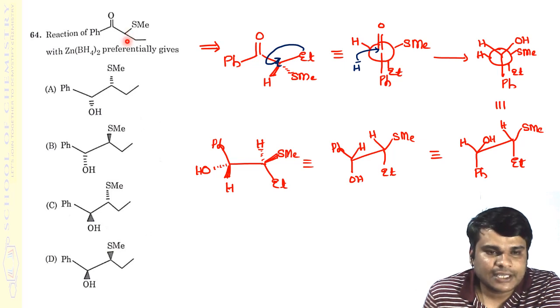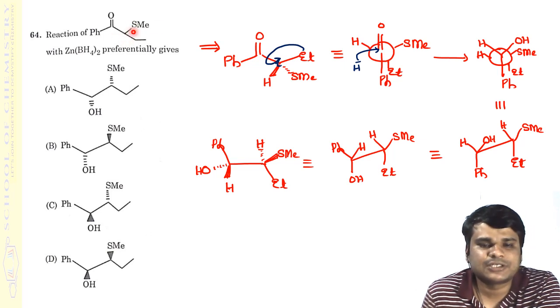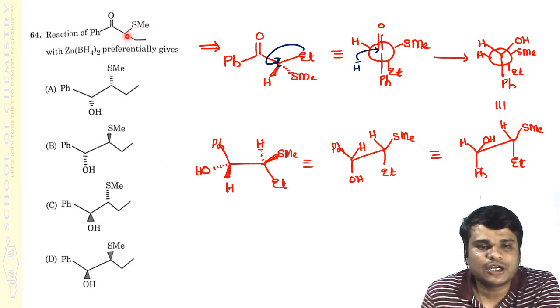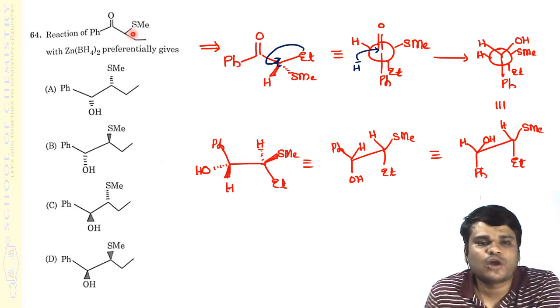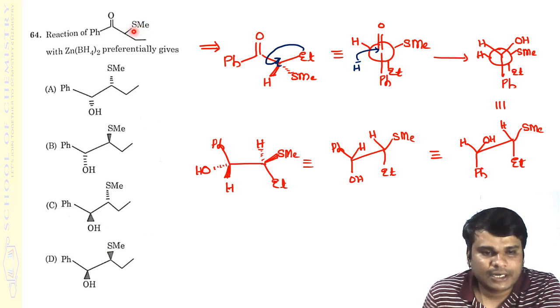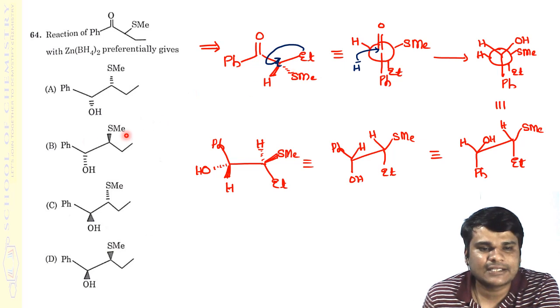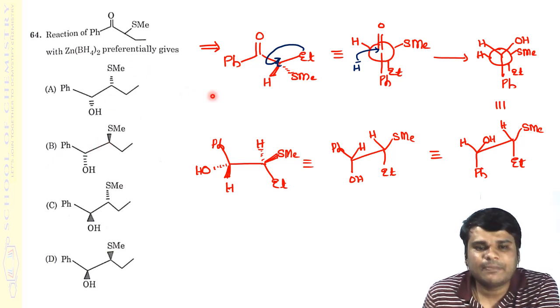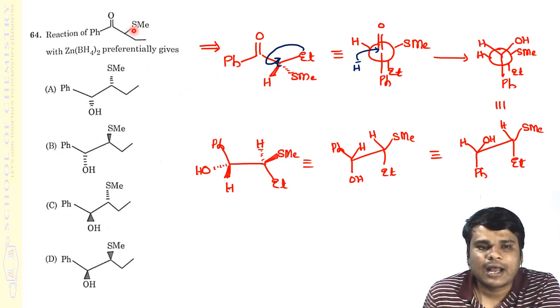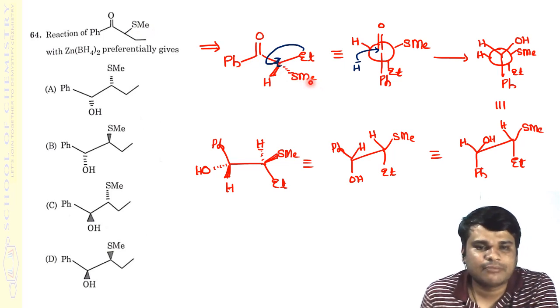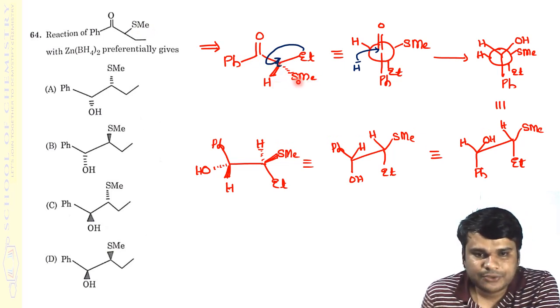But the thing is that the SME group is a stereochemistry that was expected. We can imagine it towards the observer or away from the observer. But the given answer, if the SME group is away from the observer, what answer do we need? Option B. They have given the answer on that basis. So therefore I consider this SME group away from the observer. In that case, how can this question be solved? So let's assume that this SME group is away from the observer.